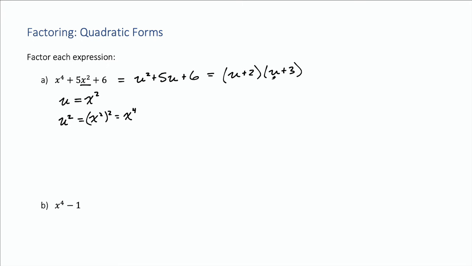So I've now factored it using u, but now I just need to go back and plug in what I know u is, because my original expression is in terms of x. So I, of course, need my factored form in terms of x. Using x squared, I get x squared plus 2 times x squared plus 3. And there's my factored form from my original, which is what we call a quadratic form, because I was able to write it as a quadratic using a substitution.